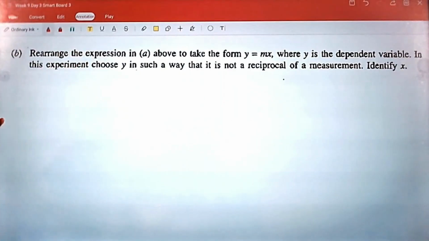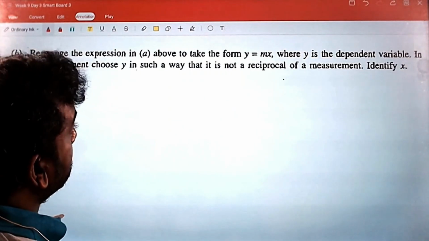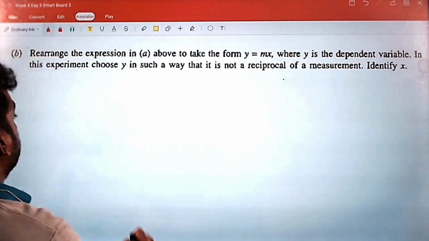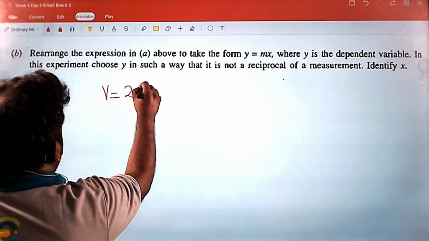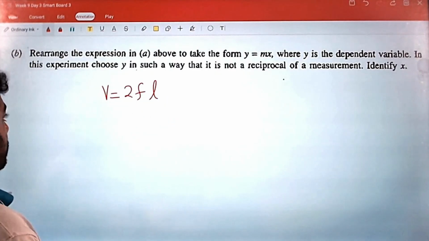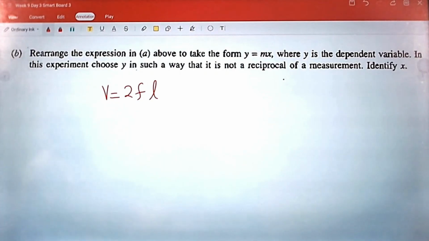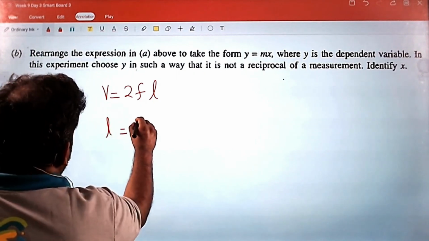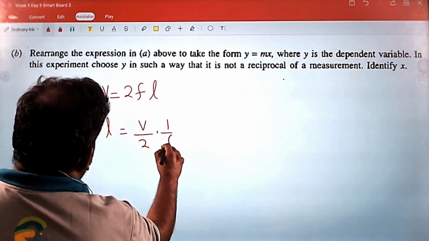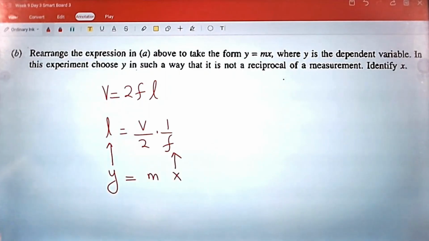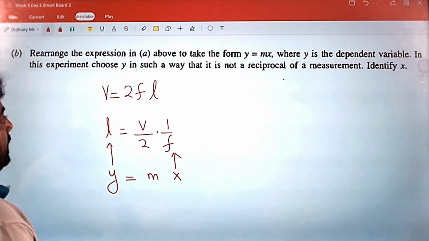Rearrange the above expression in the form y equals mx, where y is the dependent variable in this experiment. Choose y in such a way that it is not a reciprocal of the measurement. V is equal to 2FL. Select y so it's not a reciprocal. So you can change the frequency. L is equal to V over 2 times 1 over F. Y is equal to mx. X, the independent variable, is 1 over F. The dependent variable is L.